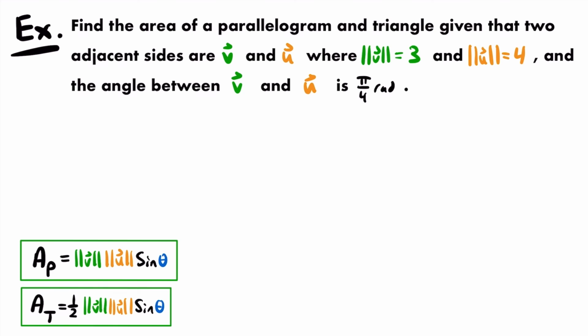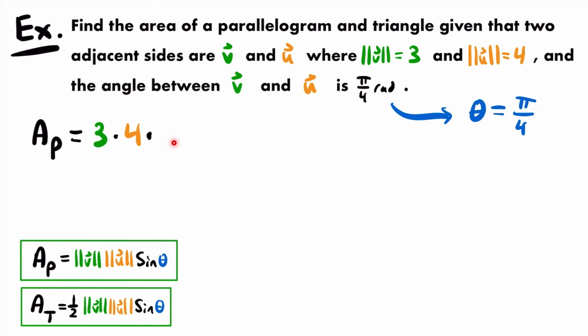Okay, but with all that being said, let's find the area of a parallelogram and a triangle where two adjacent sides are vector v and vector u. All right, so the area of the parallelogram will be equal to the magnitude of vector v, which is 3, so we'll have 3, times the magnitude of vector u, which is 4, so we'll have 4, and then we're multiplying by sine of theta, which in this case is pi divided by 4 radians. I'll just write that down here. Theta is equal to pi divided by 4, and so we're going to be multiplying by sine of pi divided by 4, okay?